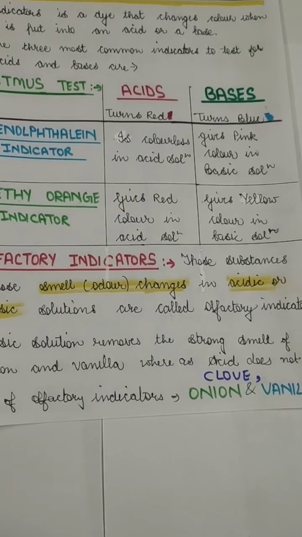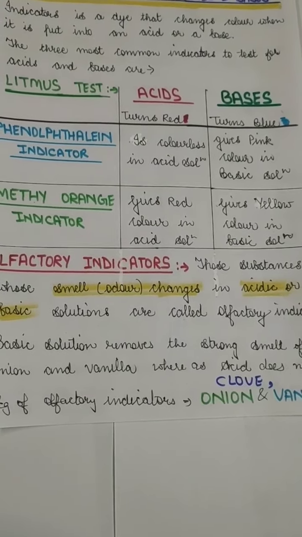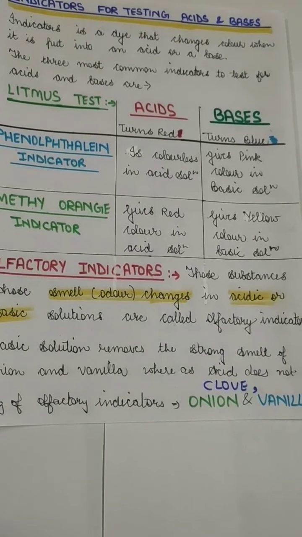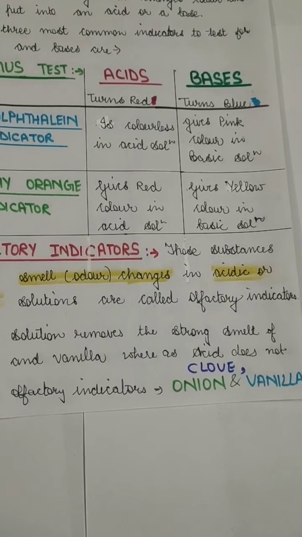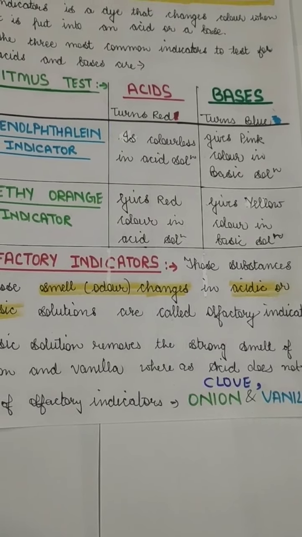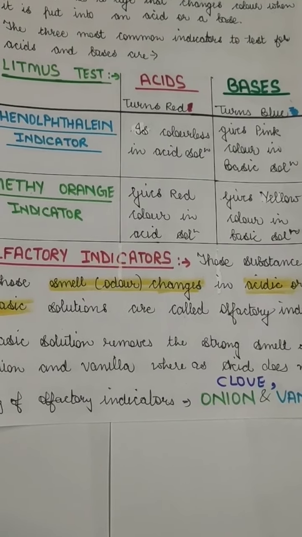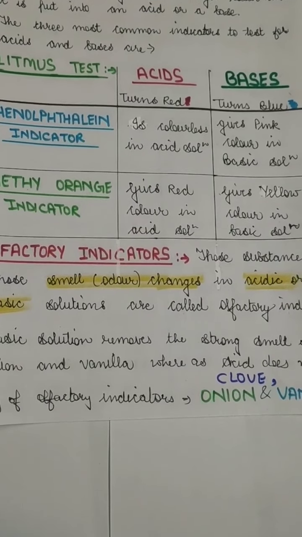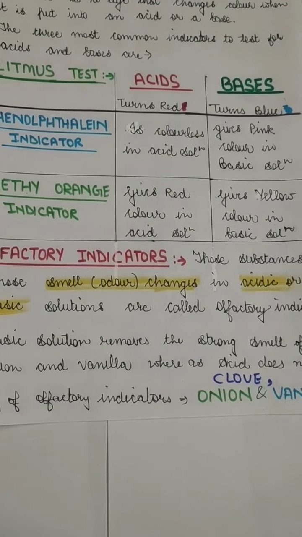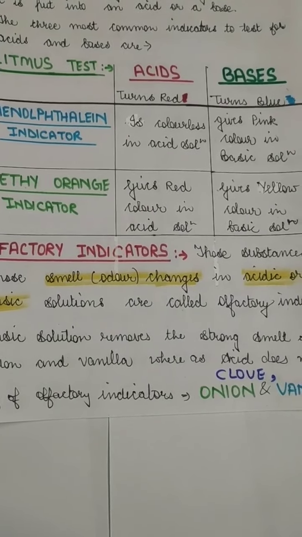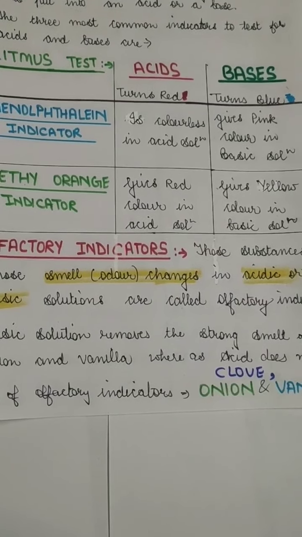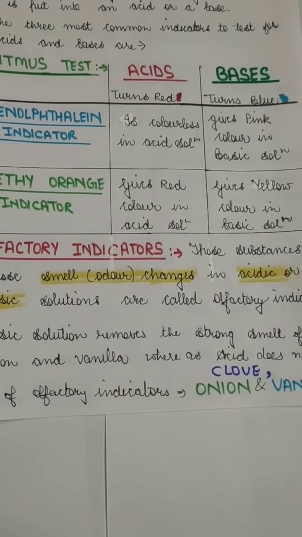The other one is clove. Clove also does the same thing. When we treat it with base, the smell will be gone, but when we treat it with acid, the smell will be there. So bases are able to abolish the smell of all these olfactory indicators, that is onion, clove and vanilla, whereas acids are not able to destroy the smell of these indicators.